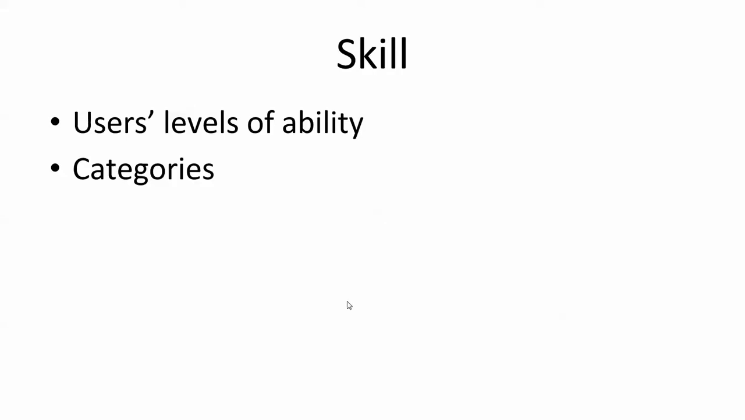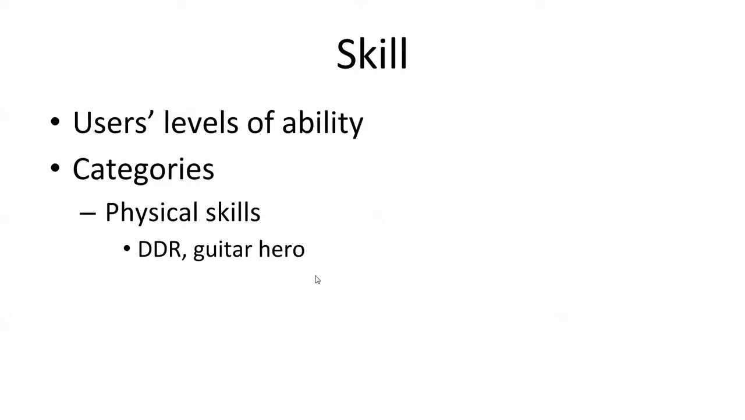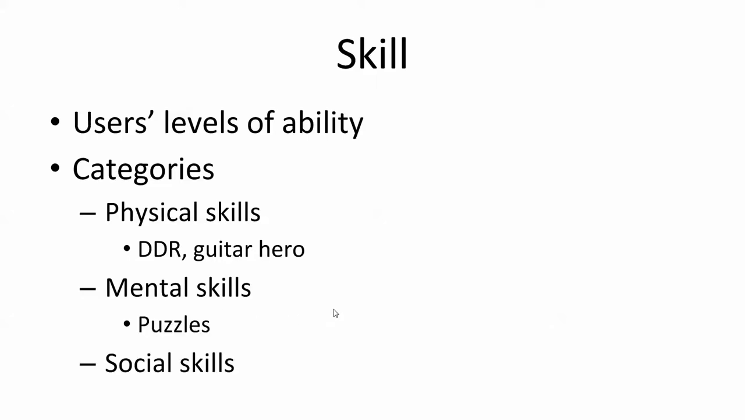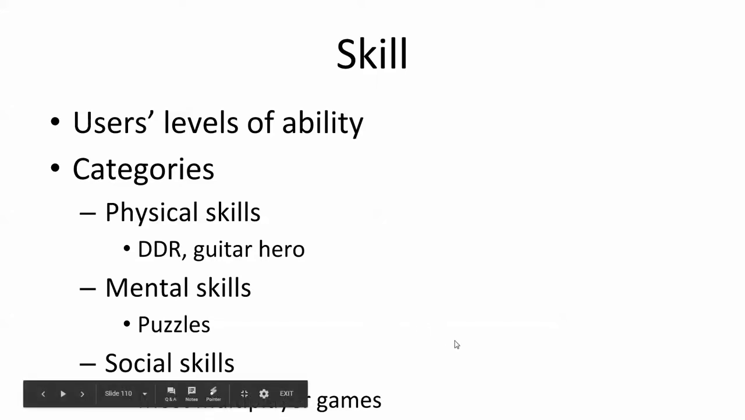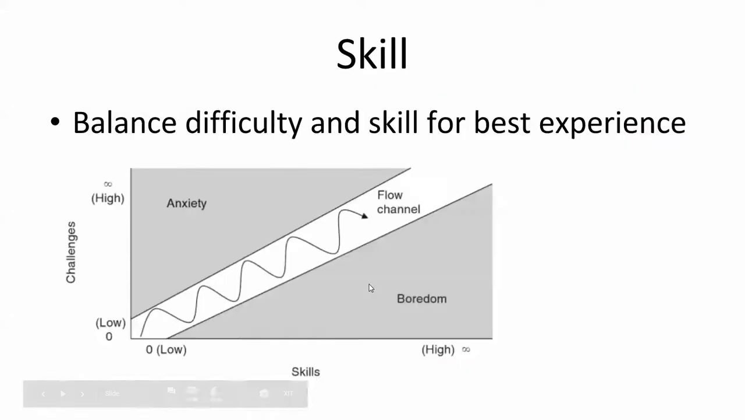The core mechanic of skill. So the user's level of ability is a skill, and there's different categories of skill. There's physical skill. So for example, you need physical skill in DDR, so you're dancing, or Guitar Hero, because you're actually doing something with your legs and hands. Then there's mental skills, when you're solving a puzzle. Then there's social skills in multiplayer games where you have to work on a team or work against a team.